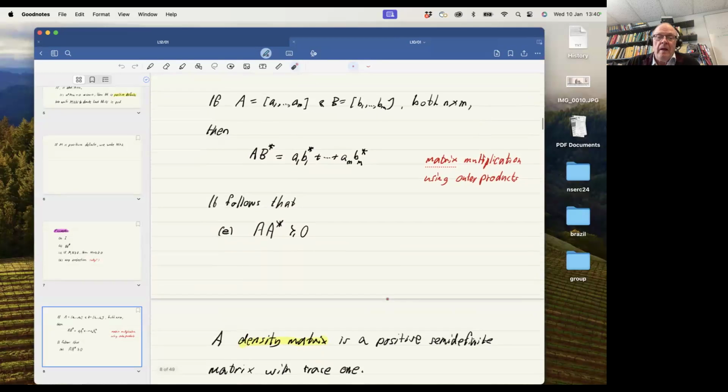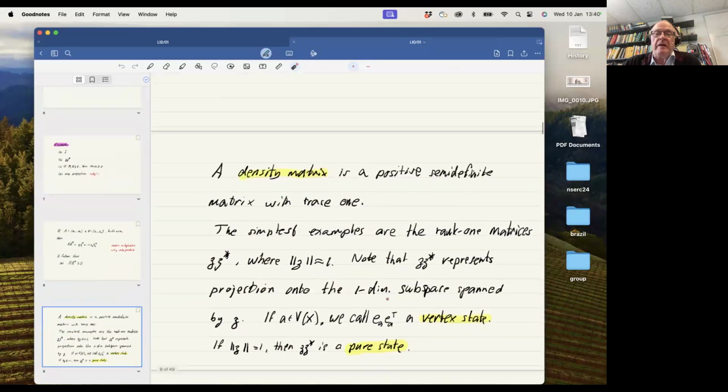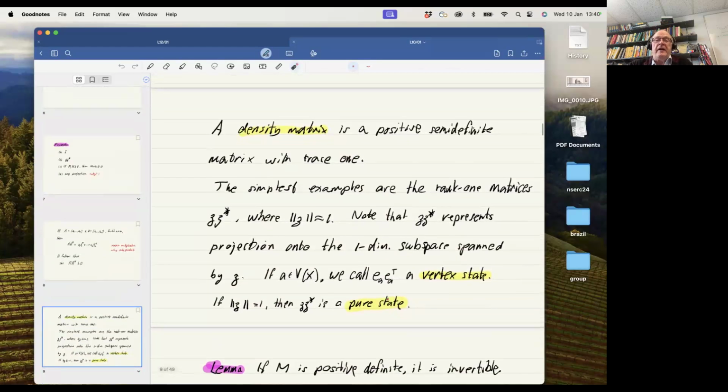Okay. Now, having given a short list of the properties of positive semi-definite matrices, a density matrix is a positive semi-definite matrix with trace 1. And the simplest examples are the rank 1 symmetric or Hermitian rank 1 matrices. It's worth noting that if you have a Hermitian rank 1 matrix, a matrix Z Z starred where the norm of Z is equal to 1, then that matrix represents an orthogonal projection onto the one-dimensional subspace spanned by Z.